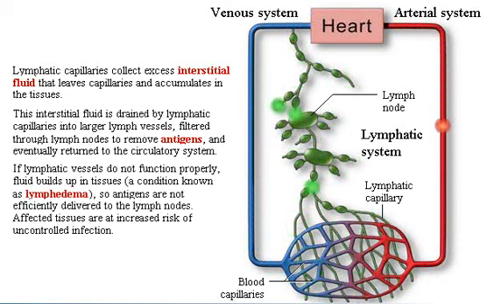If lymphatic vessels do not function properly, fluid builds up in tissues, a condition known as lymphedema. In lymphedema, antigens are not efficiently delivered to the lymph nodes. Therefore, the adaptive immune system may not learn about the presence of infection, and lymphocytes will not be activated. As a result, affected tissues are at an increased risk of uncontrolled infection.